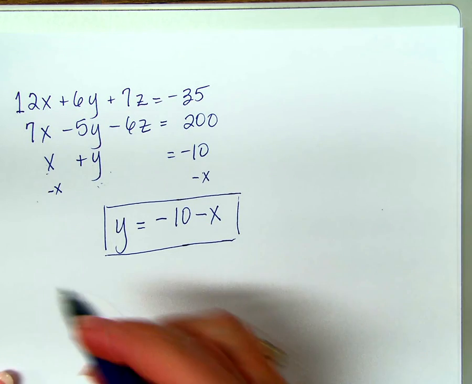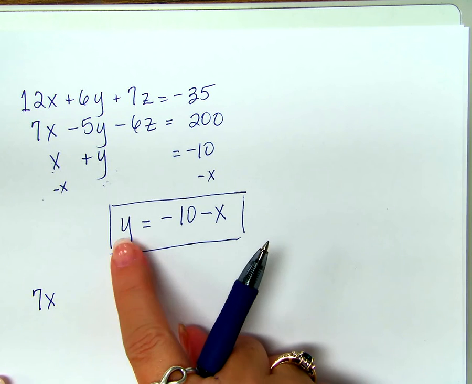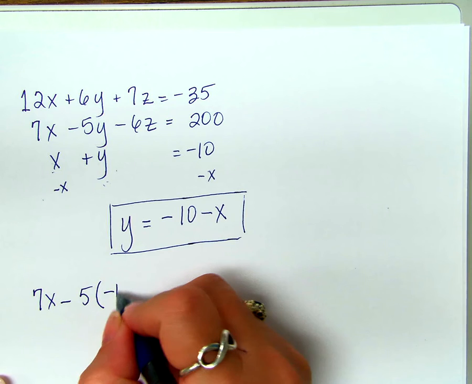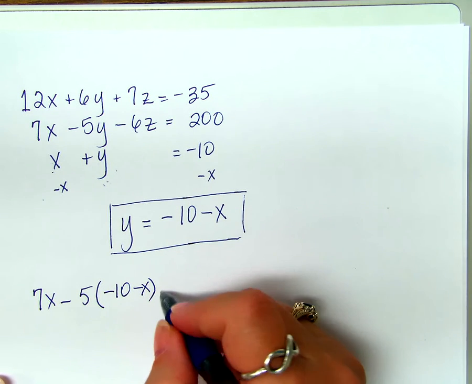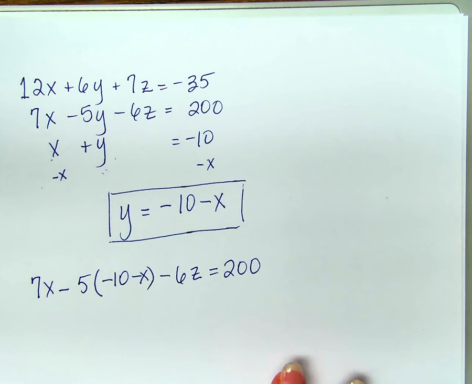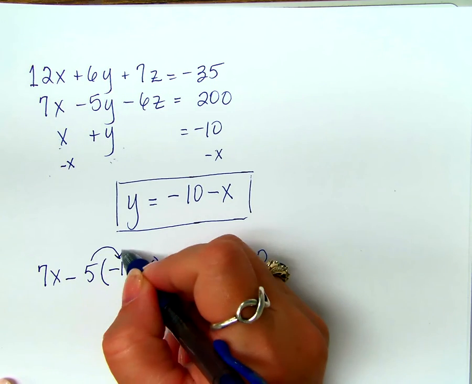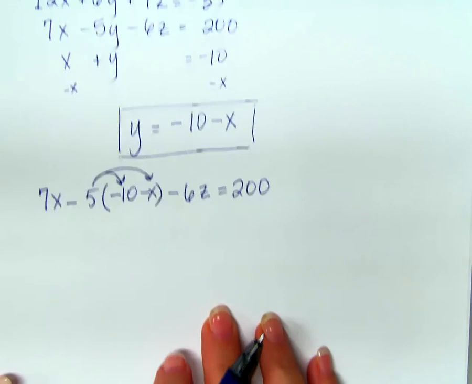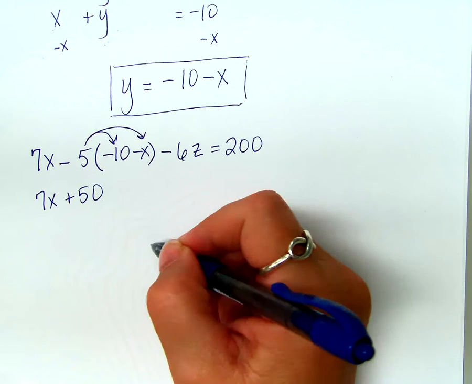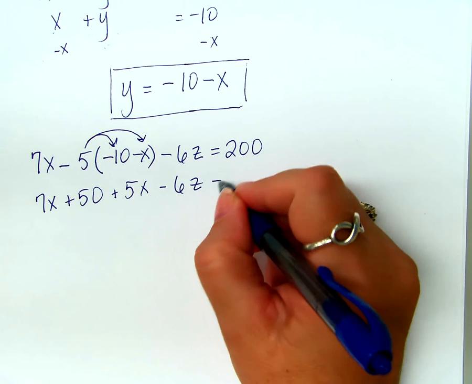The middle one, okay? Why am I choosing the middle one? Because she said. 7x, okay, I know what y is, so minus 5 times y, but again, I know what y is. It's negative 10 minus x, minus 6z equals 200. Did I get all my signs right? Okay, so now I need to simplify, right? I need to distribute that negative 5. So I get 7x plus 50 plus 5x minus 6z equals 200.